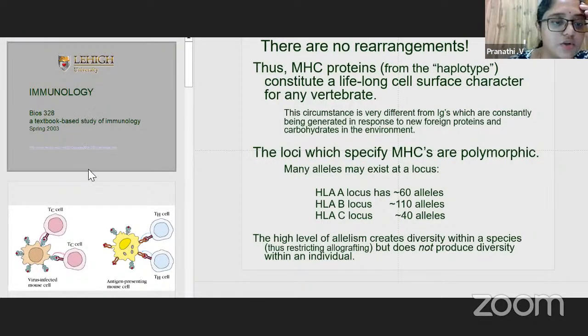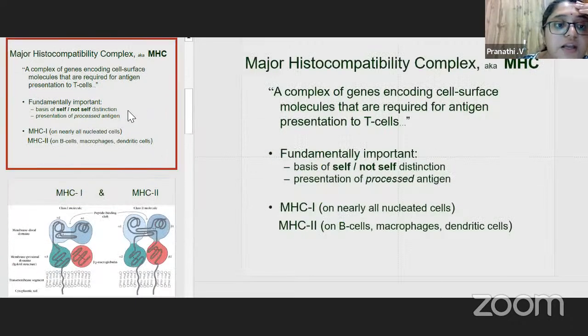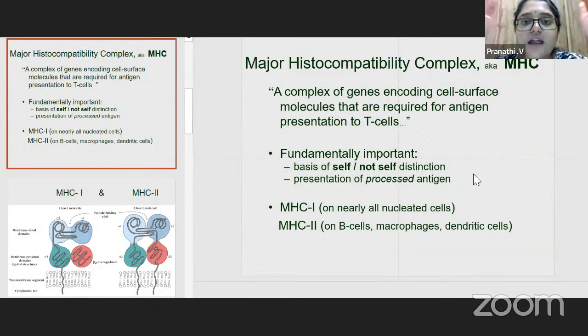So what is the major histocompatibility complex? You see a virus infected cell here and an antigen presenting cell, with different kinds of complexes present on them: class 1, class 2, T cell receptors, and CD4 and CD8 receptors on different cells. The major histocompatibility complex is a set of molecules present on the cell surface that are necessary to present an antigen to the T cells. What does it do? It recognizes self and non-self, and it also helps in the presentation of processed antigens.